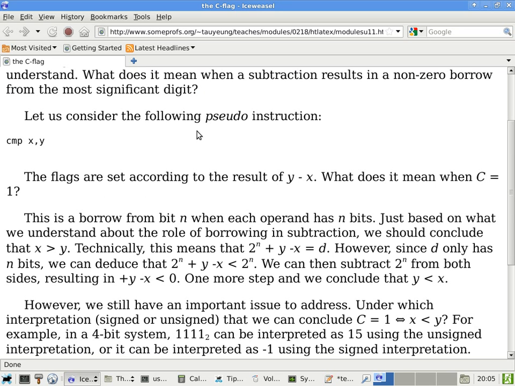So we'll have this pseudo operation here. We are comparing x, y. In other words, we are subtracting x from y. This is the one part that is counterintuitive. We subtract the first operand from the second. The flags are set according to the result of y minus x. What does it mean when C equals 1? That's the question. But let's set up a few examples and you guys tell me what it means.